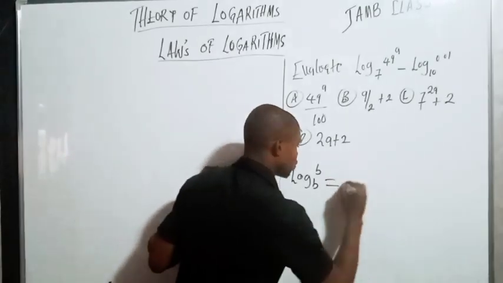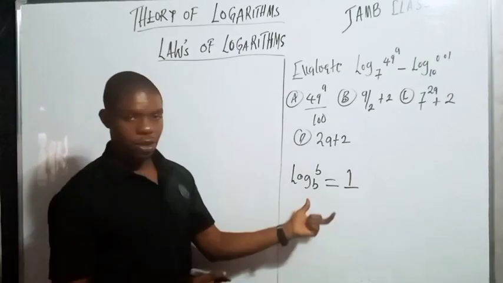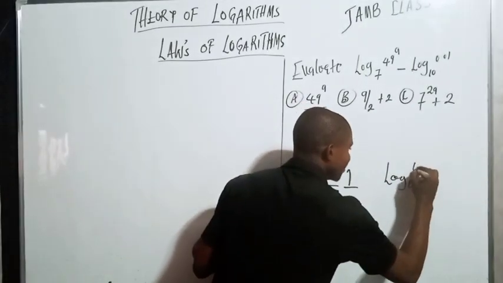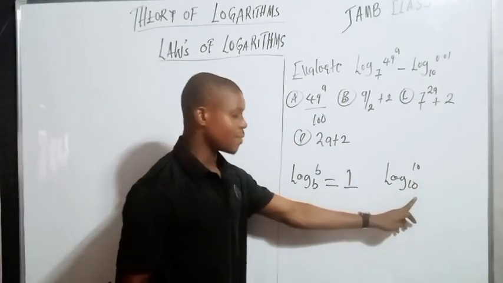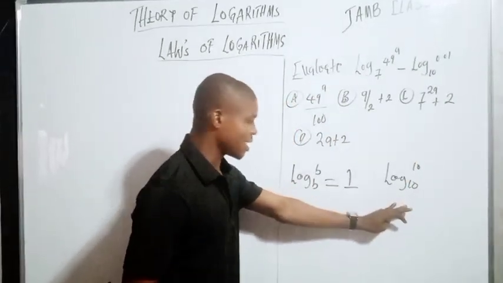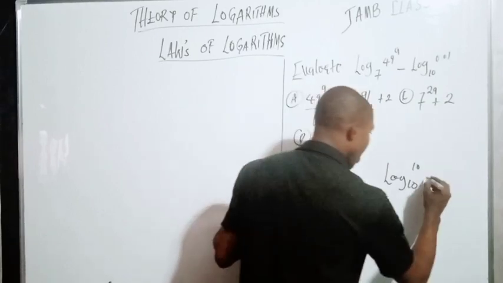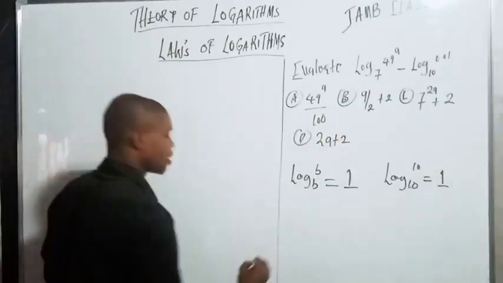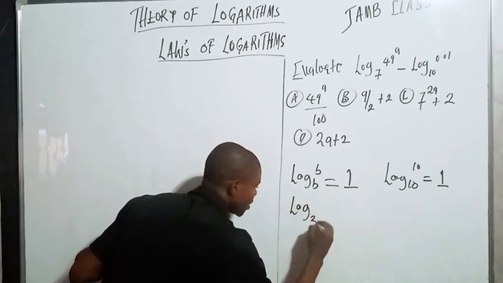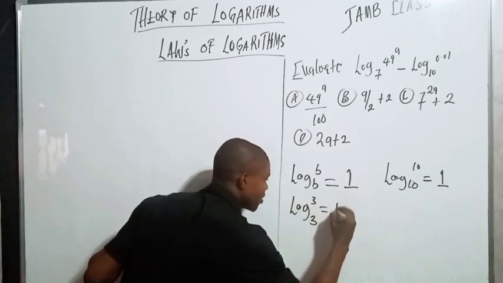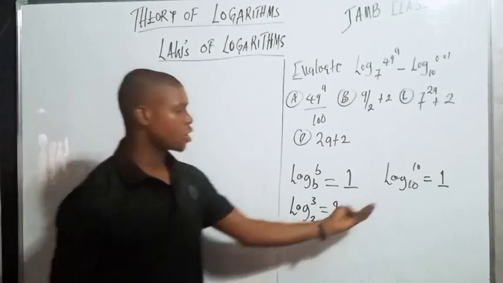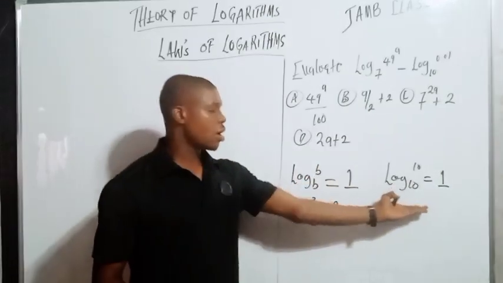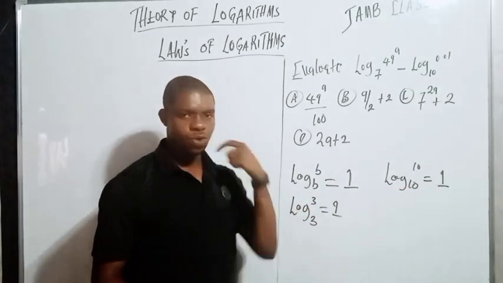It's always equal to 1. So you need to take note of this. If, for example, you have log base 10 of 10, here we have 1. Do you understand? If I have something like log base 3 of 3, that is 1. These are special cases you need to take note of. Whenever you have something like this, it's always equal to 1.